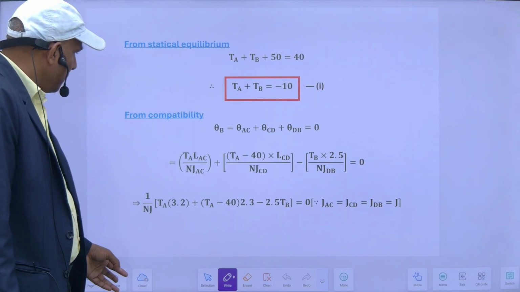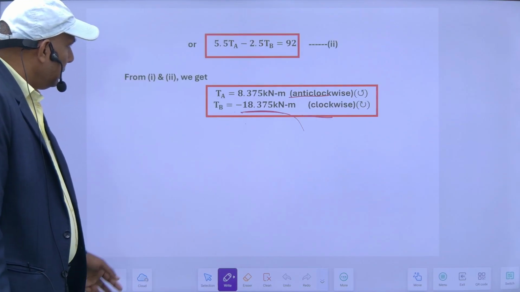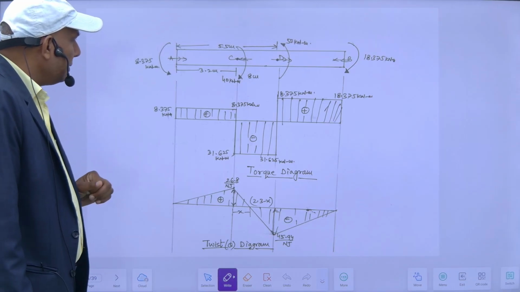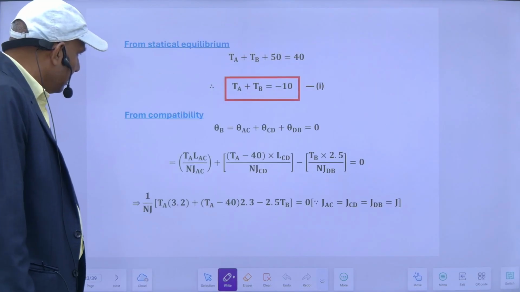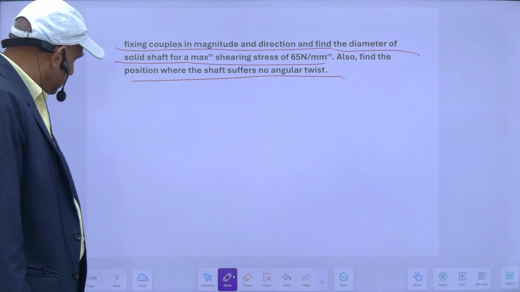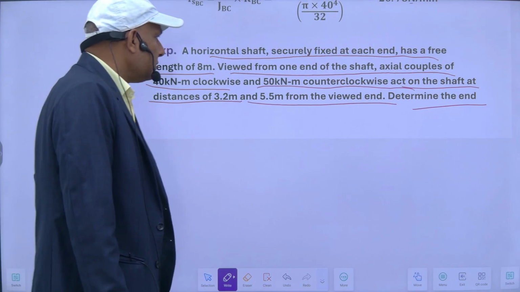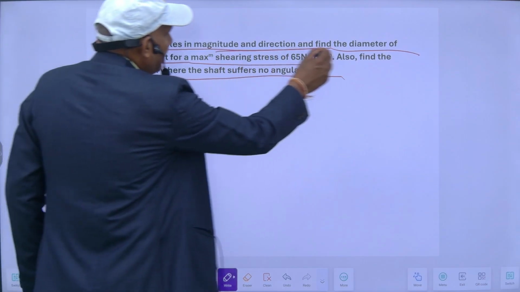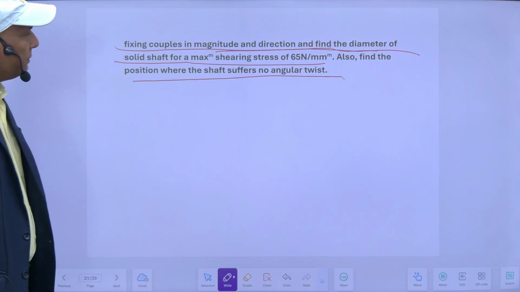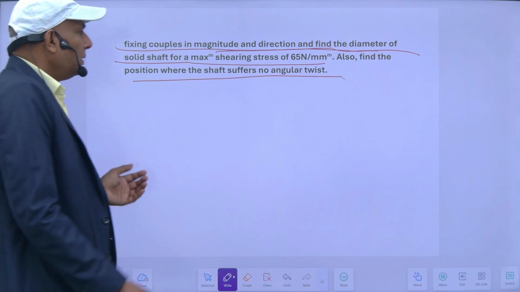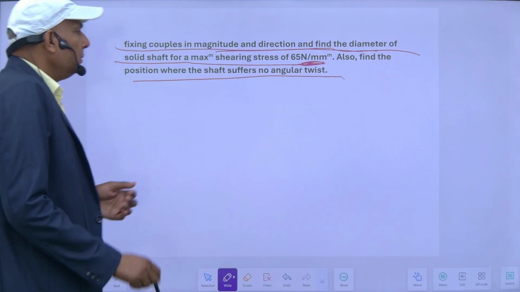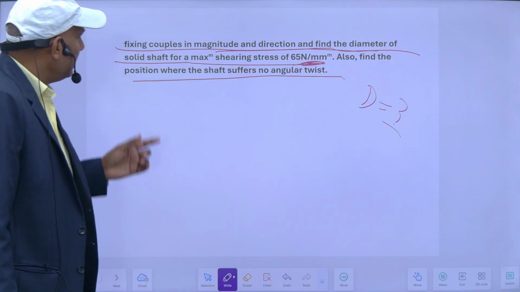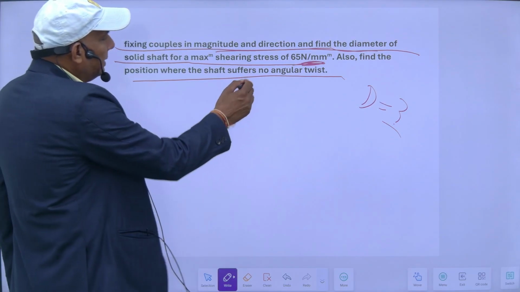Now I have to draw the torque diagram also. The question asks to draw the torque diagram, determine the fixing couple in magnitude and direction, which I have calculated. Next, find the diameter of the solid shaft for a maximum shear stress of this much. So the diameter of the shaft I also have to find. Also find the position where the shaft suffers no angle of twist, meaning theta is 0.